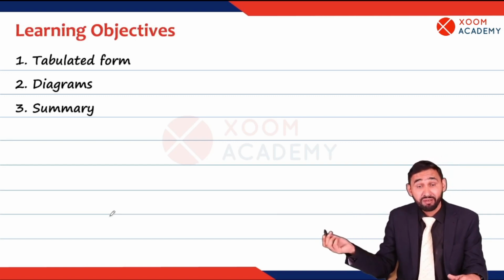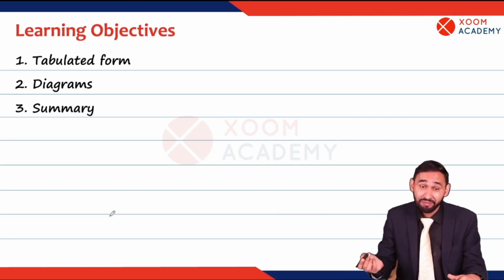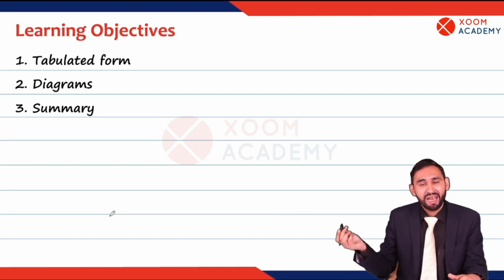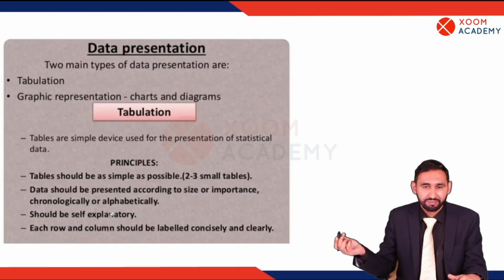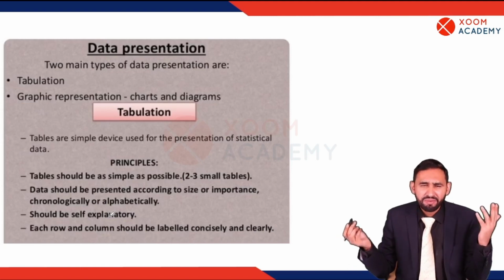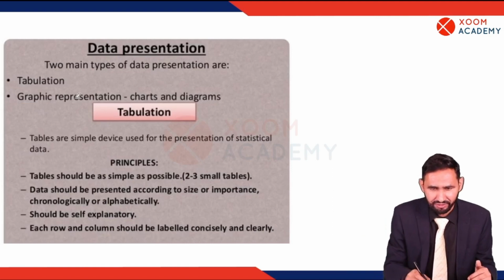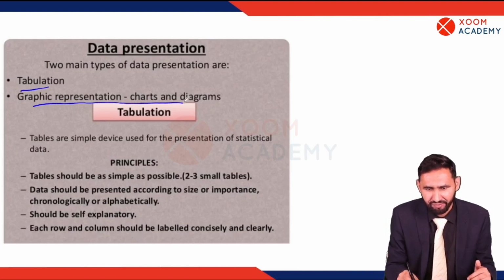What is tabulated form? How are tables made? How many types of tables are there? Types of tables are discussed, and diagrams, bar charts, pie charts, histograms are discussed in this session. And then we'll summarize this session. How can data be presented? There are two main types of data presentation. Remember, tabulation and graphic presentation, like charts and diagrams.